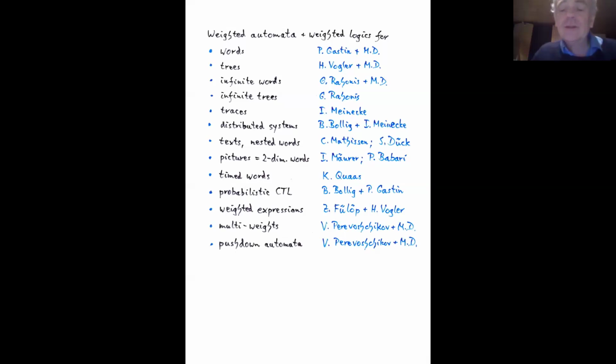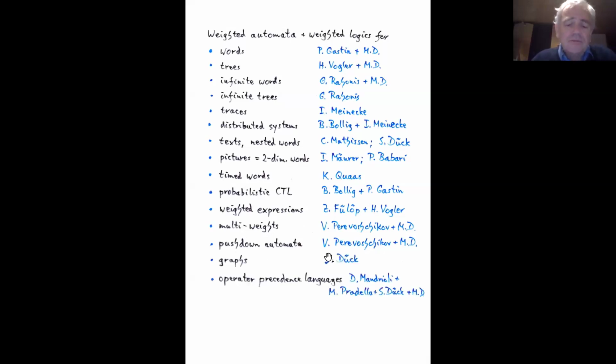And then you have the real win for the costs. And so we have multi-weights. These were considered independently by several research groups. And what we did was we derived this Büchi-Elgot theorem. It works not only for finite automata, but also for pushdown automata. This was joint work with Vitaly Perevoshchikov.